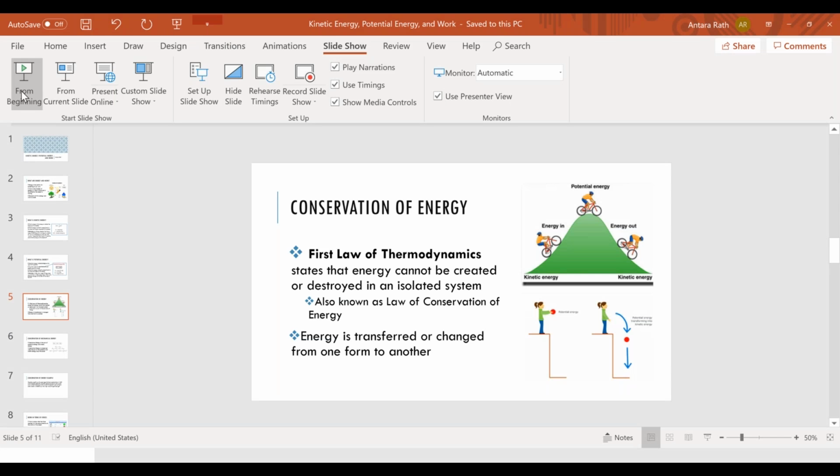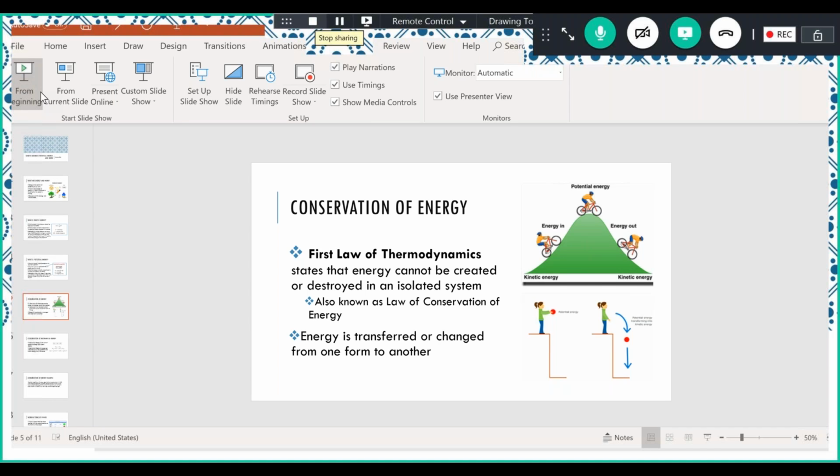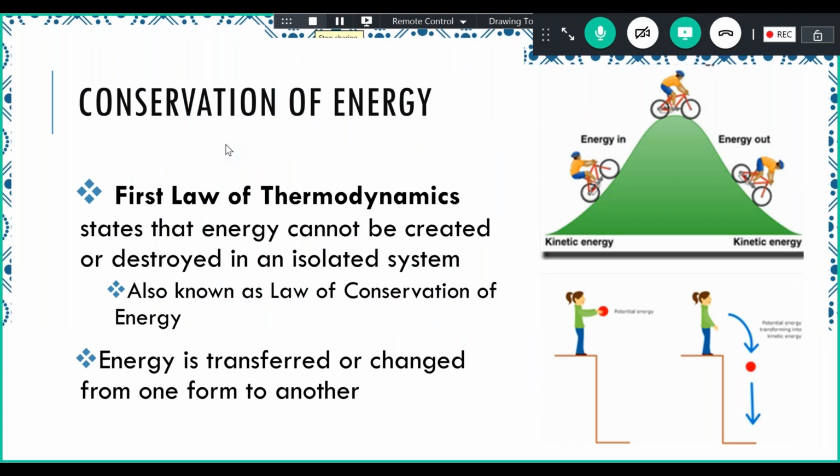So I'm gonna go ahead and switch back to the PowerPoint. So next we're going to talk about the conservation of energy.